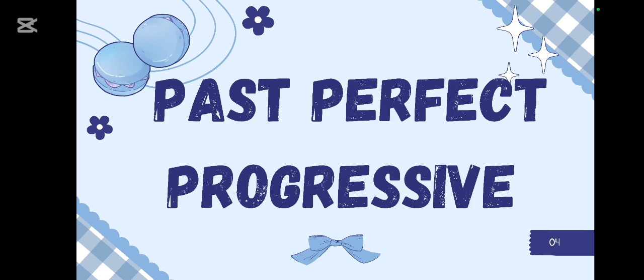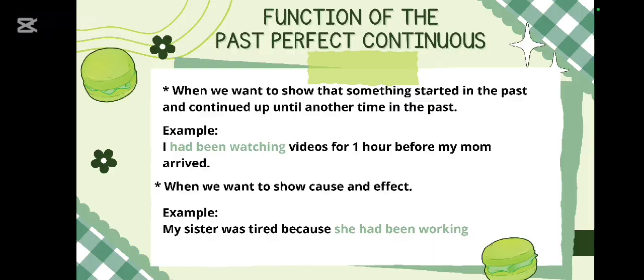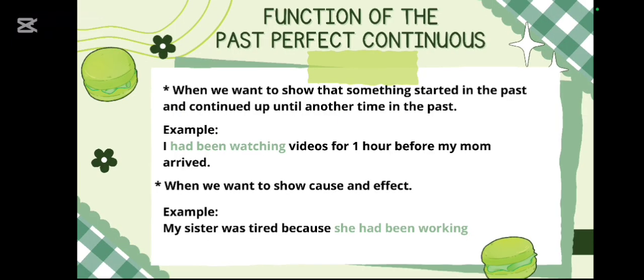Okay. The second topic is the past perfect progressive. The past perfect continuous has two functions. The first function is when we want to show that something started in the past and continued up until another time in the past. Example: I had been watching videos for 1 hour before my mom arrived. The second function is when we want to show cause and effect. Example: my sister was tired because she had been working.